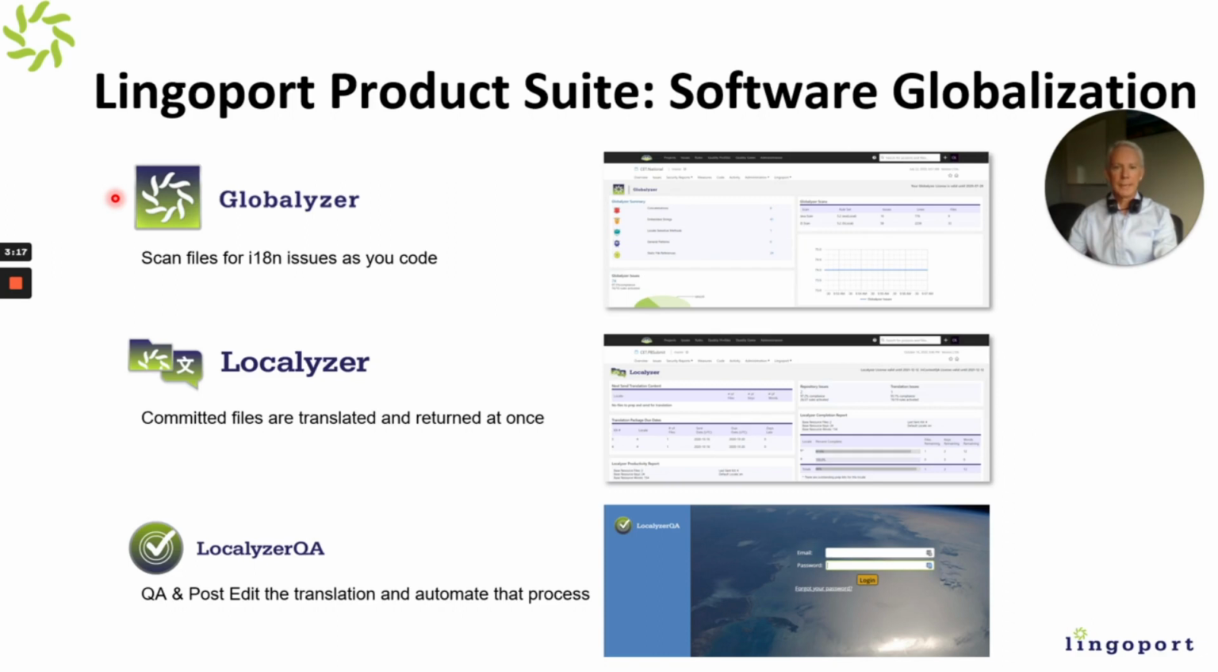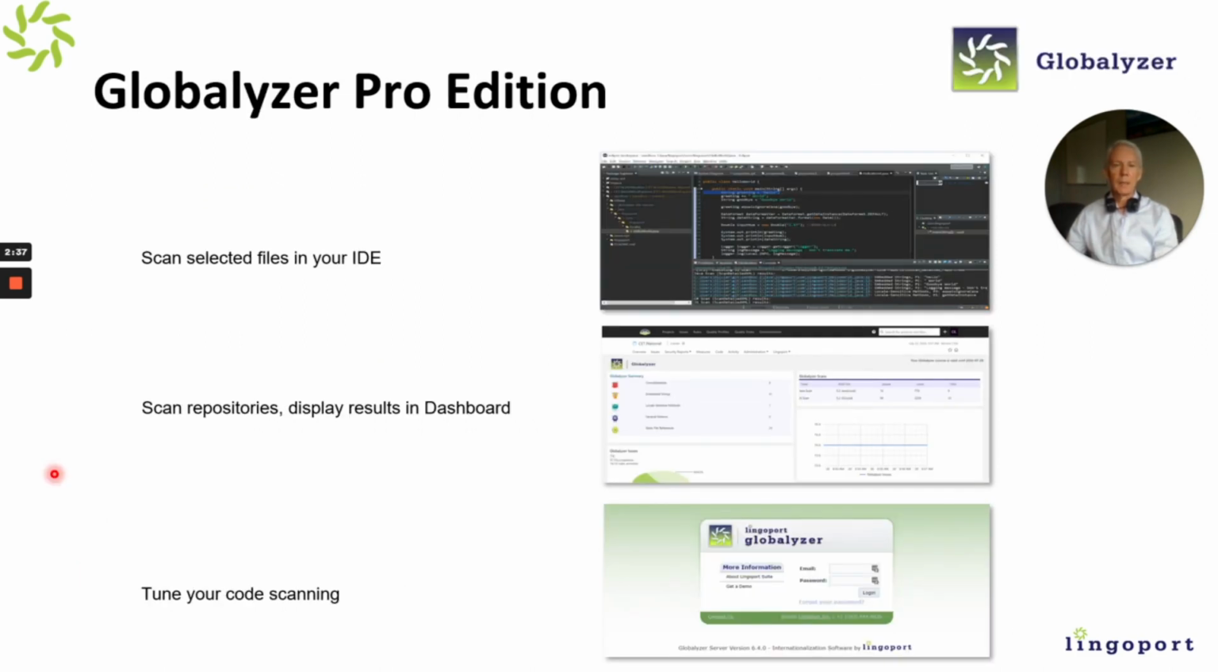Olivier Libouban at Lingoport. We're going to talk today about one way to try Globalyzer in a very easy fashion. Our product line is geared at software globalization and includes Globalyzer, which scans files for I18N issues in your code. Localizer automates the translation process, and Localizer QA is used to validate the translation in a running application.